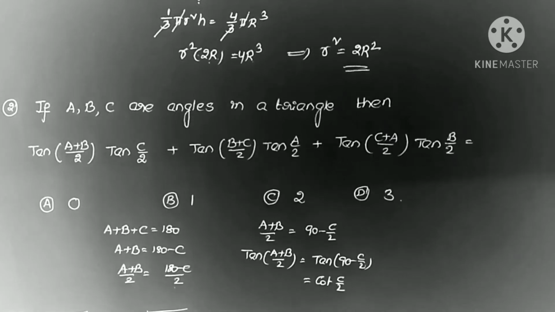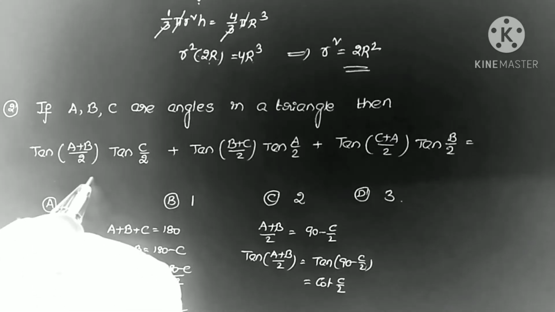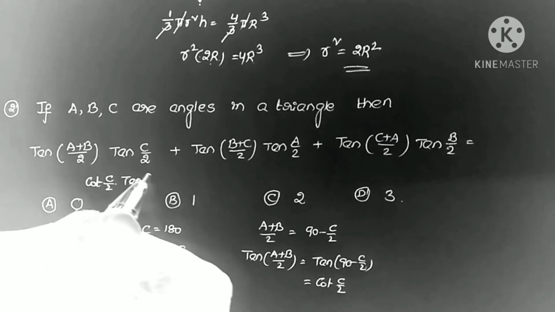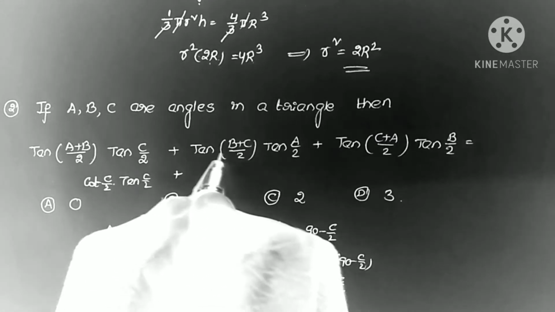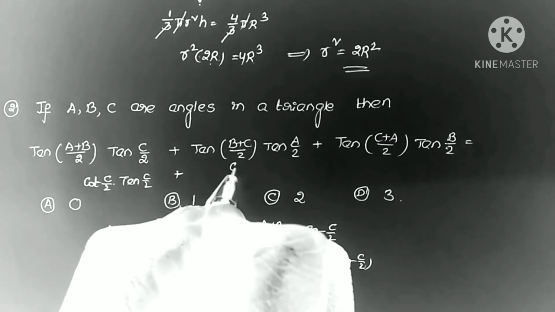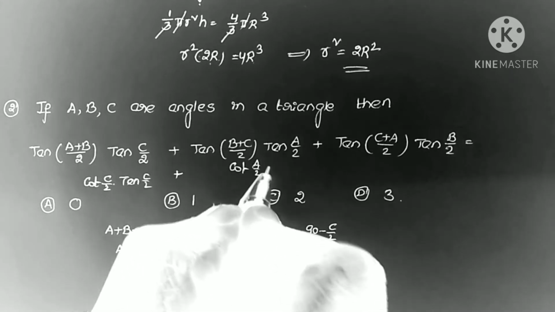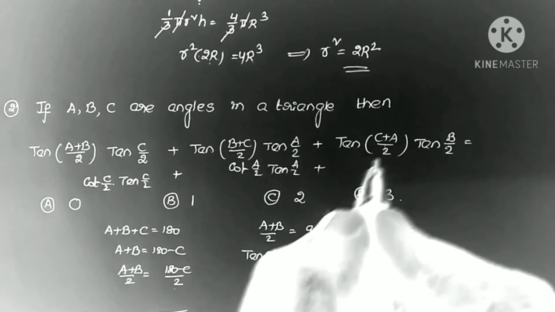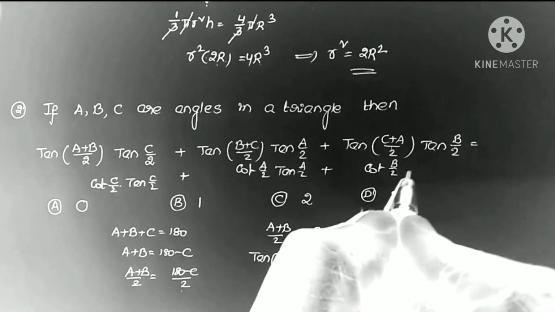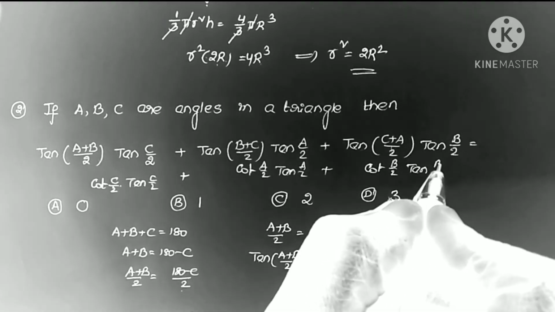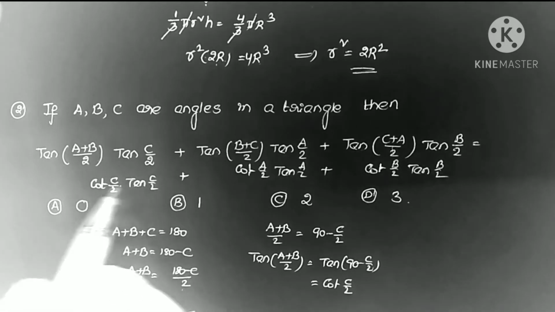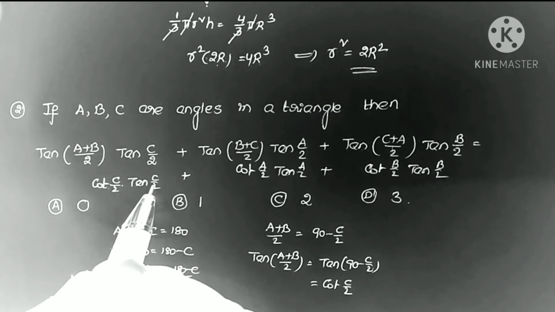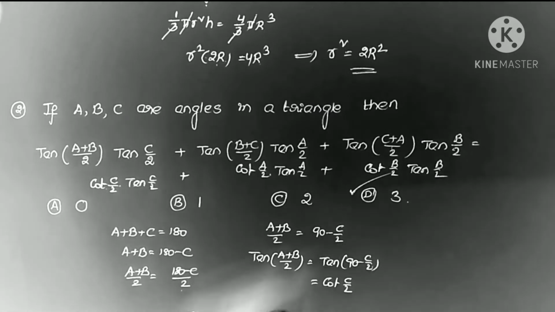Therefore, the given problem becomes cot C/2 into tan C/2 plus cot A/2 into tan A/2 plus cot B/2 into tan B/2. But what is the formula for cot A into tan A? Both are reciprocals, so this value is equal to 1. So 1 plus 1 plus 1 equals 3.